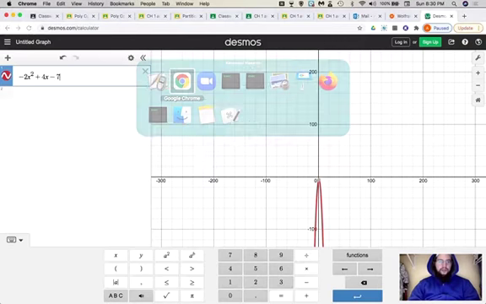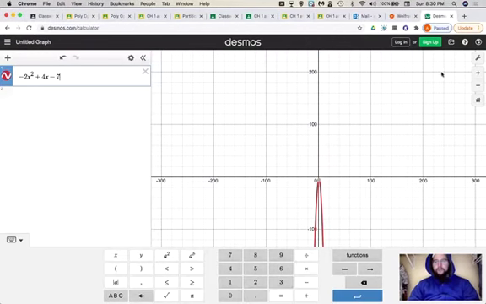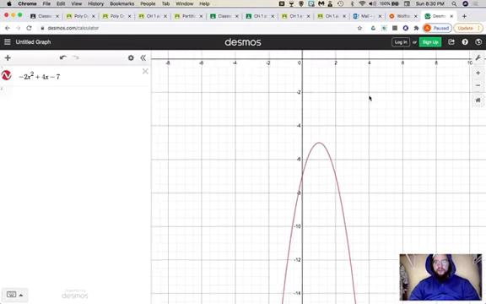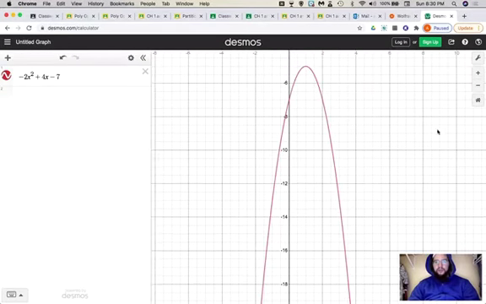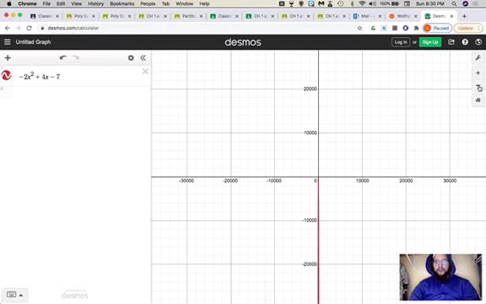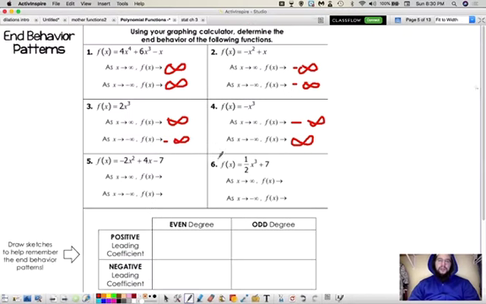Squared plus 4x minus 7. Yeah, that. So let me go home. Oh, let's shift it down here. Let me scroll up in here. Looks like it's going down. Let's check it out. Down. Yep, it's going down. So negative infinity, negative infinity.